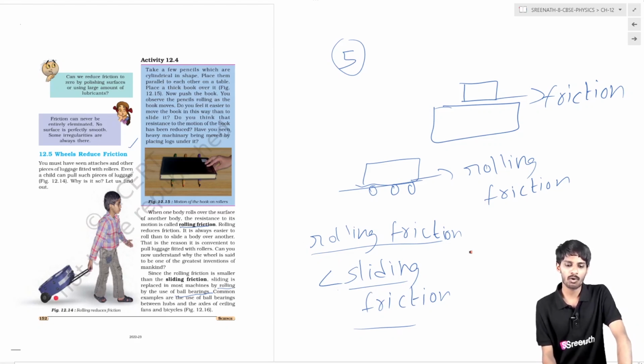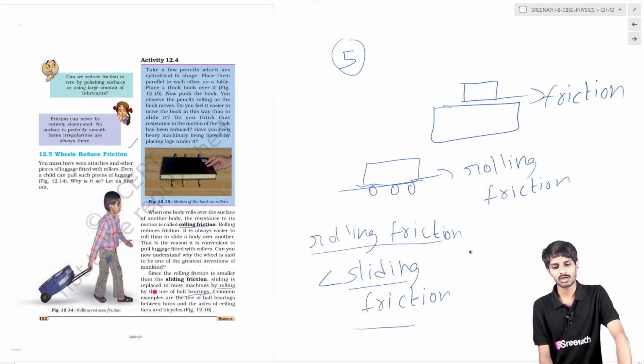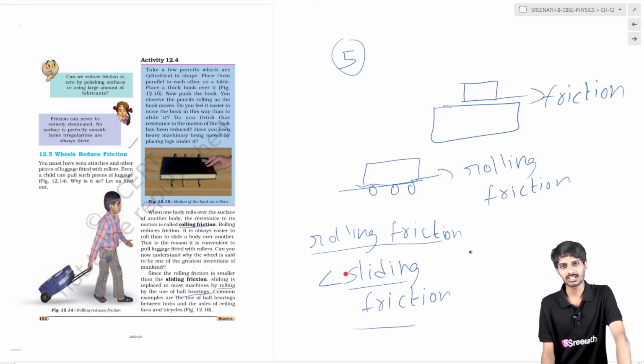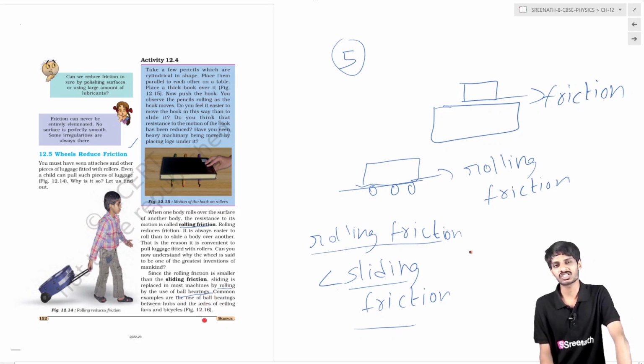By using wheels or ball bearings, what can we do? We replace the sliding motion with rolling motion. What is the use of it? Since sliding friction is high and rolling friction is less, if you replace the sliding motion with rolling motion, our friction can be reduced. That is the advantage of rolling friction.